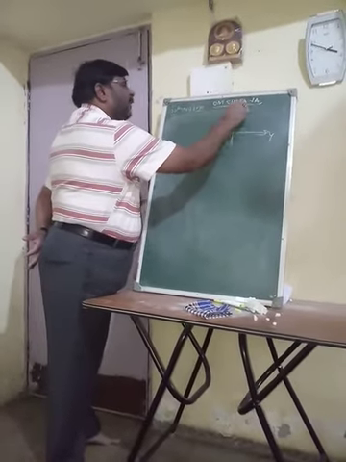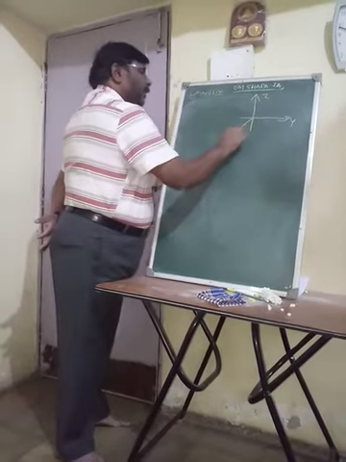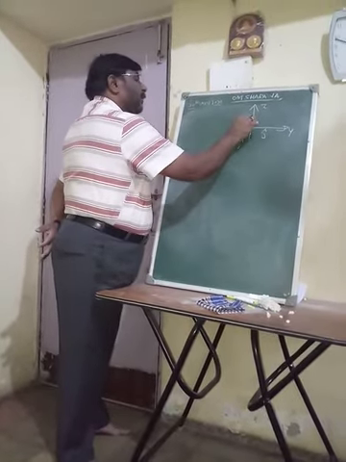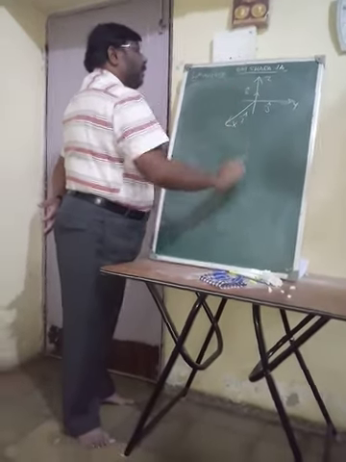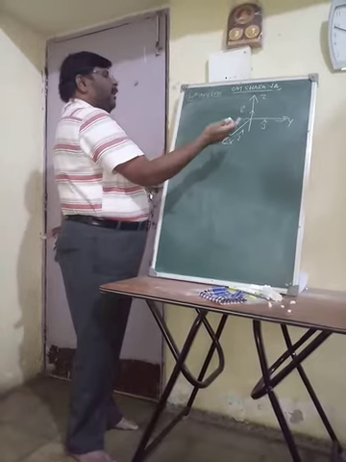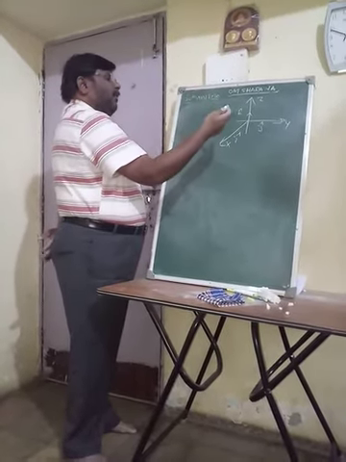x-axis, y-axis, z-axis. Sorry, the unit vector along the x-axis is i cap, the unit vector along the y-axis is j cap, and the unit vector along the z-axis is k cap. As we have seen, i cross i equals j cross j equals k cross k equals 0.